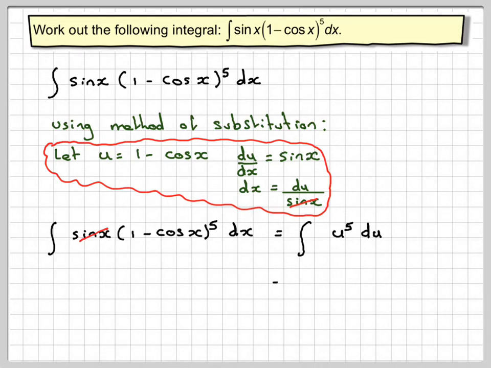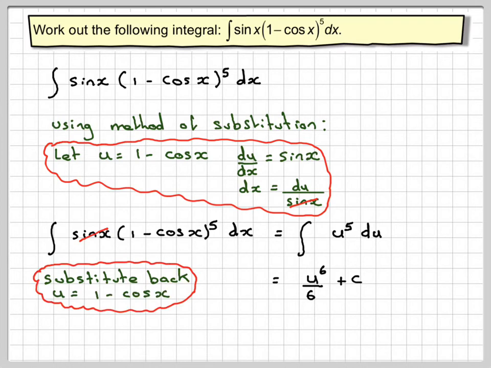So if I add 1 to the power and divide by the new power and add plus c, and then substitute back my substitution, so my substitution was 1 minus cos x, the final answer will be 1/6 of (1 minus cos x) all to the power of 6 plus c.